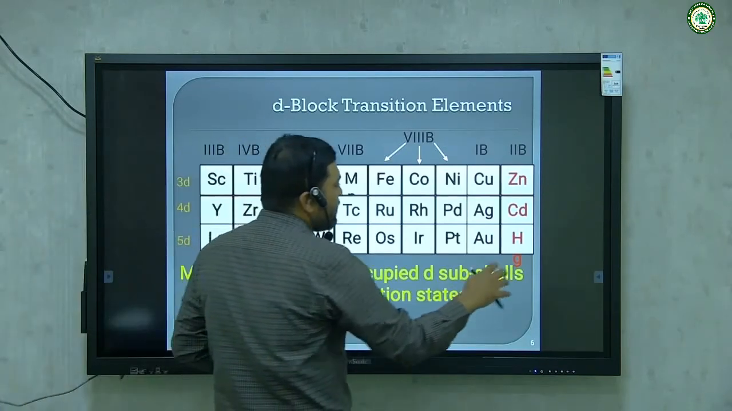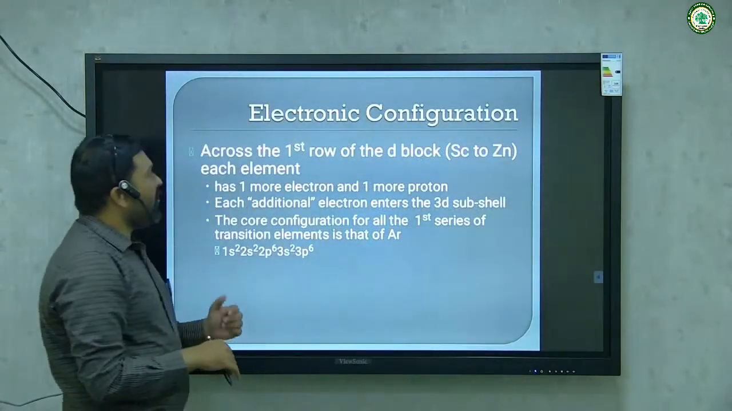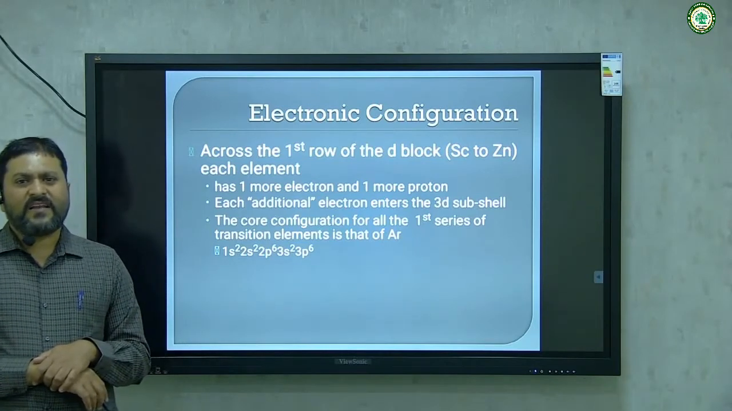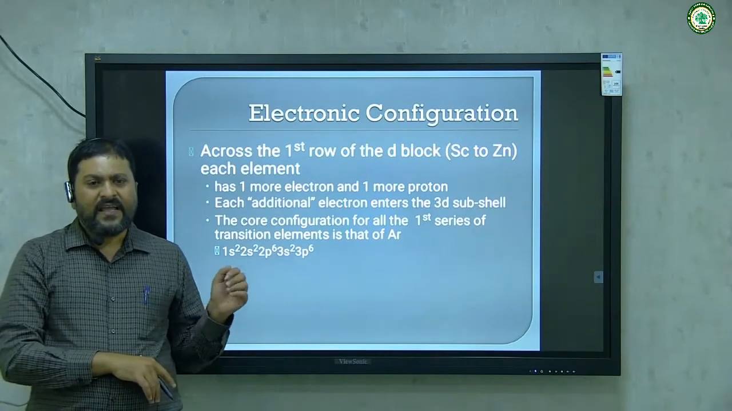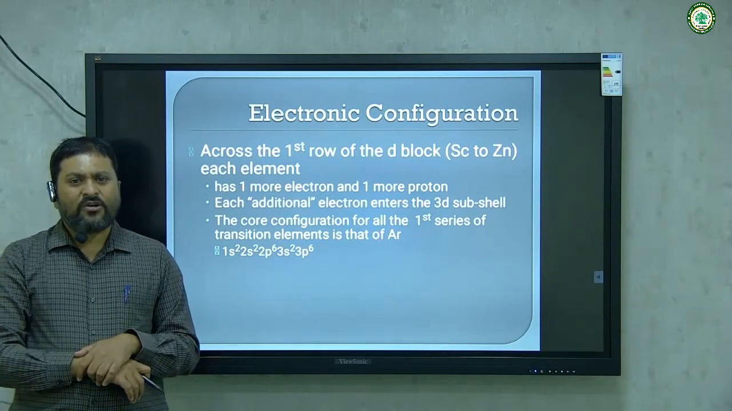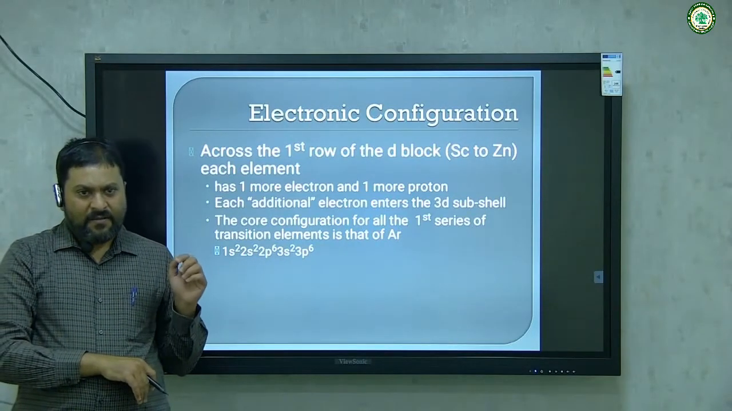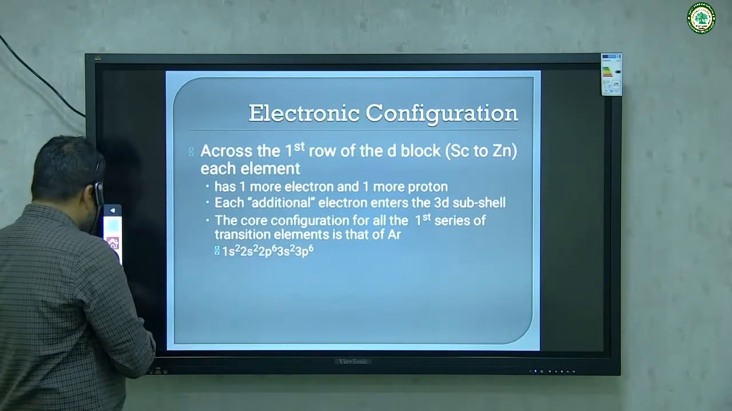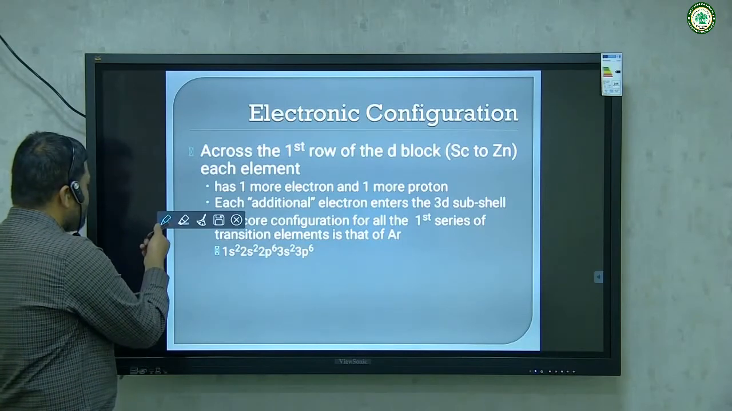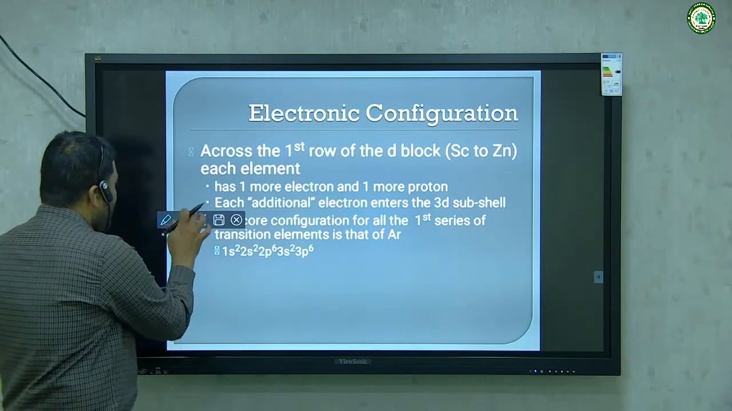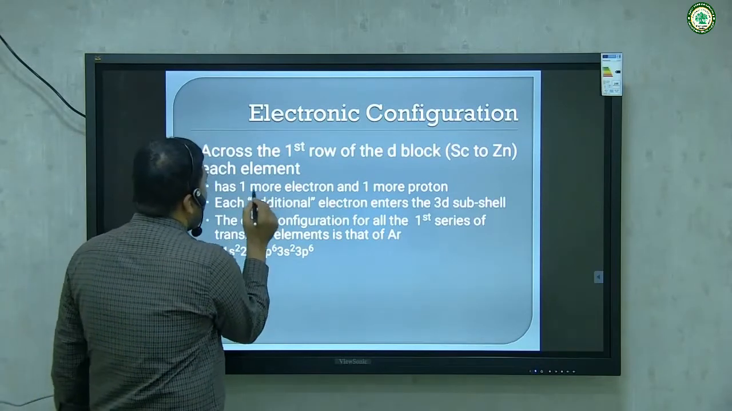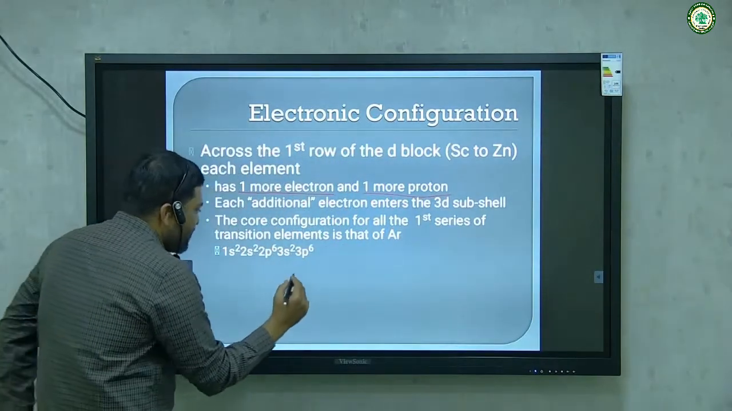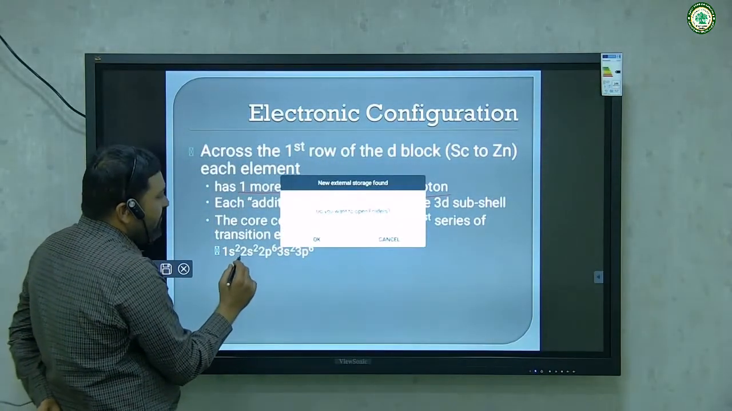Okay, let us see the next slide. Across the first row of the d-block, that is scandium to zinc, each element has one more electron and one more proton present. What does it mean? It means that when we fill the electrons, one more electron and one more proton is added. See here one example.